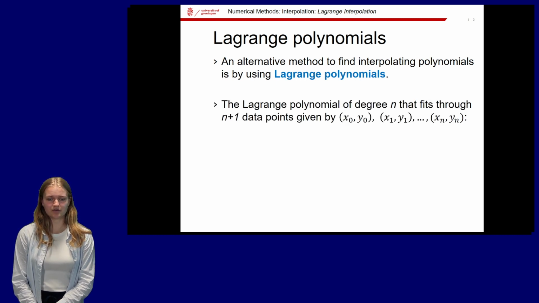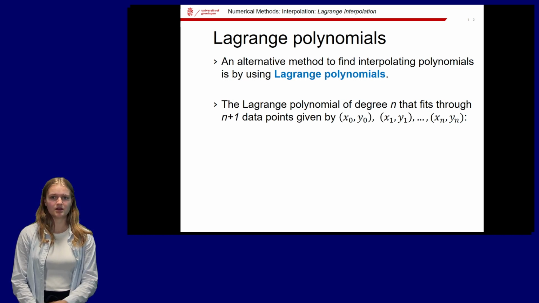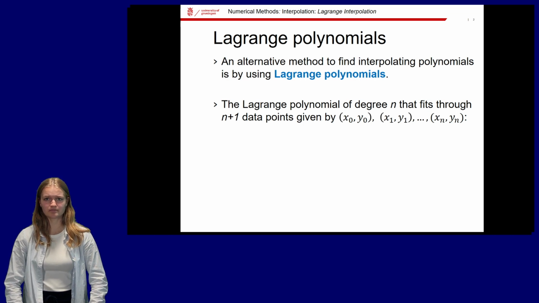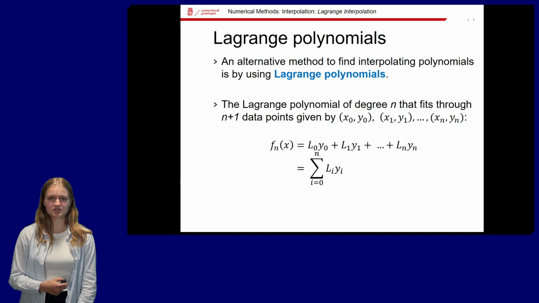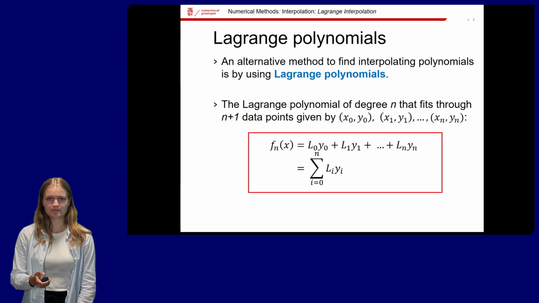So if we again have n plus 1 data points given by x0, y0, x1, y1, and so forth up until xn and yn, we can fit a polynomial of degree n through those data points. And the Lagrange polynomial is then given by this expression. Fn of x is going to be the sum of the terms Li times Yi for i ranging from 0 to n. As you can see, it is given also in the sigma notation. And this is the general expression for the Lagrange polynomials.